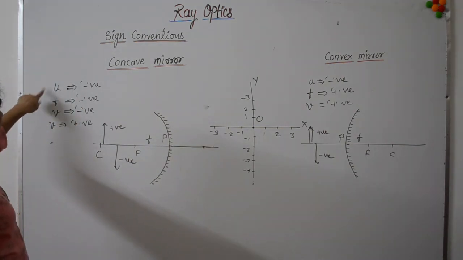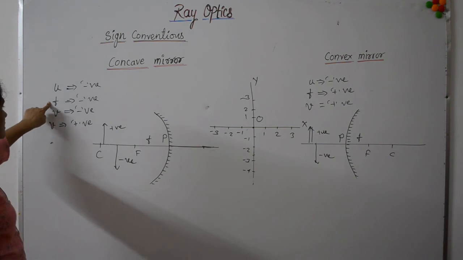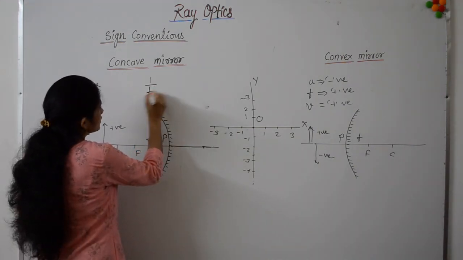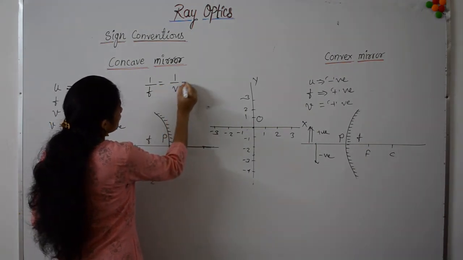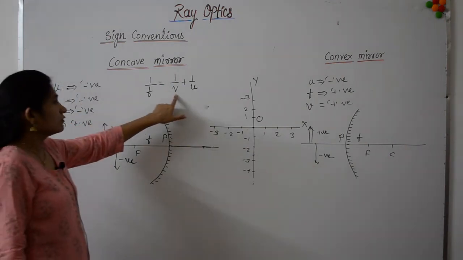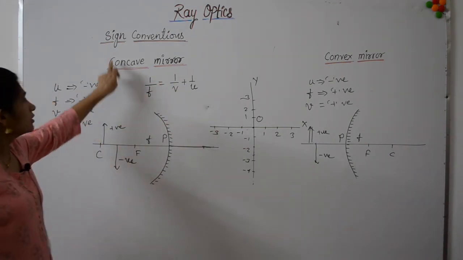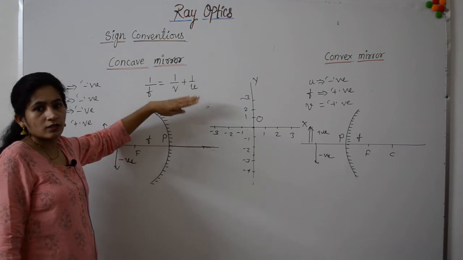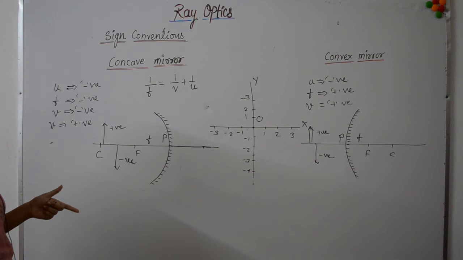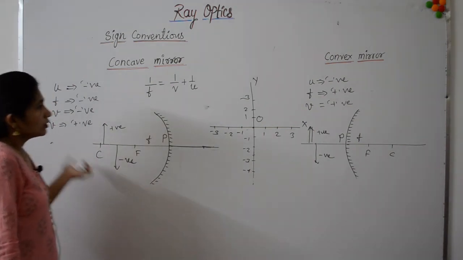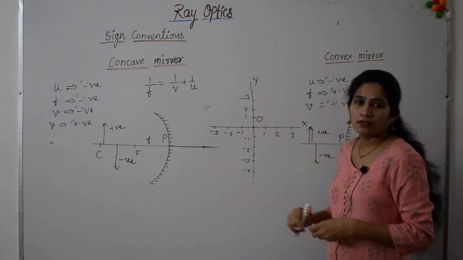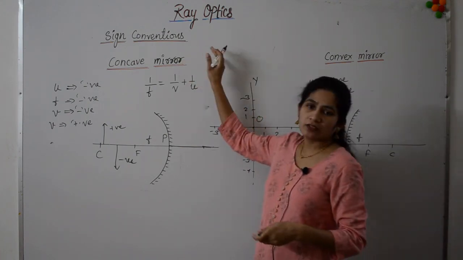Now do you know the relation between object distance, image distance and focal length? Yes, it is nothing but the mirror formula, which is 1/f = 1/v + 1/u. If you use proper sign convention while solving numericals on spherical mirrors, then you get the correct result. Without knowing this sign convention, you cannot solve these examples. So in next part, we'll solve the numerical example on these spherical mirrors and we are going to use sign convention in that.